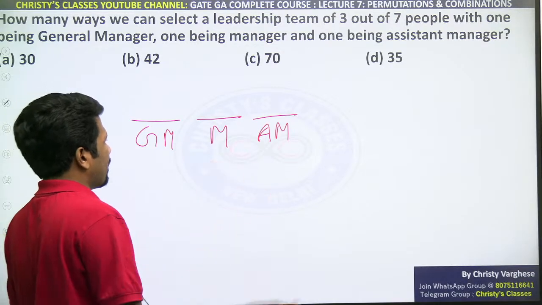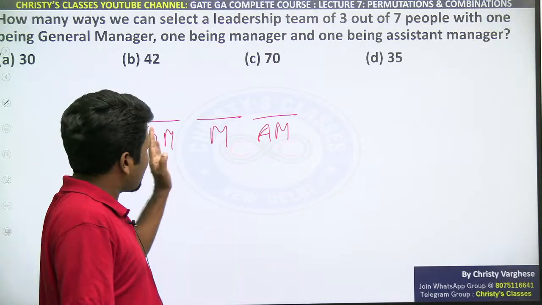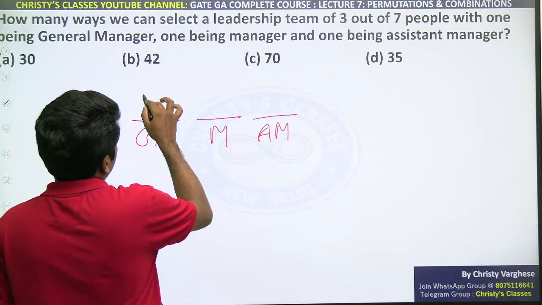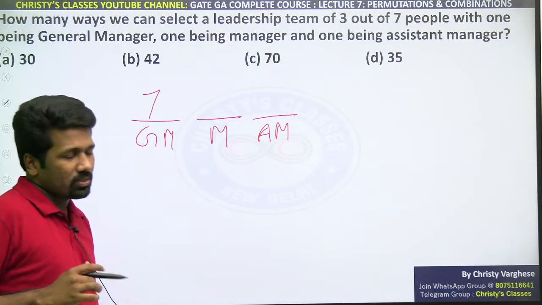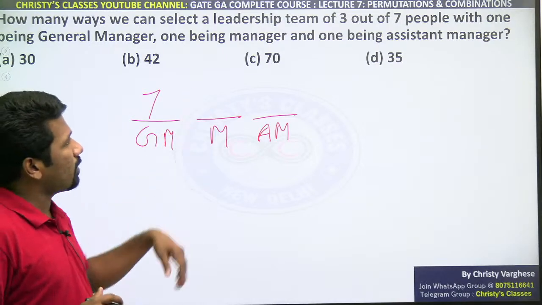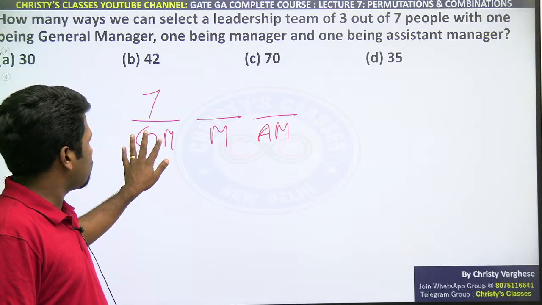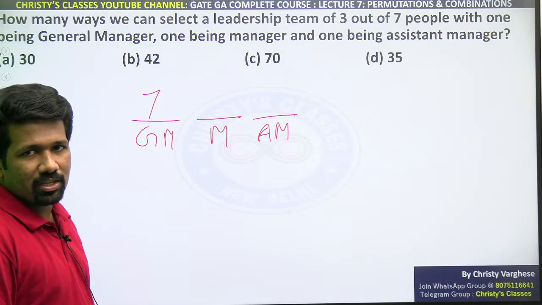Some companies, general manager means the same, but we can think that these are 3 different roles. So to choose the general manager, there are 7 ways, right? Why are there 7 ways? Because there are 7 people, and those 7 people have an equal chance of becoming general manager. That means 7 possibilities for choosing the general manager.